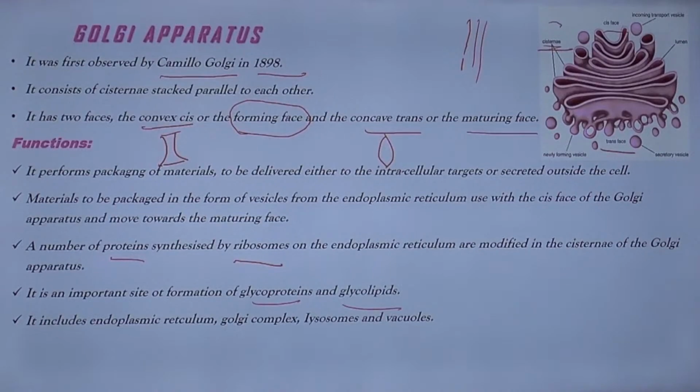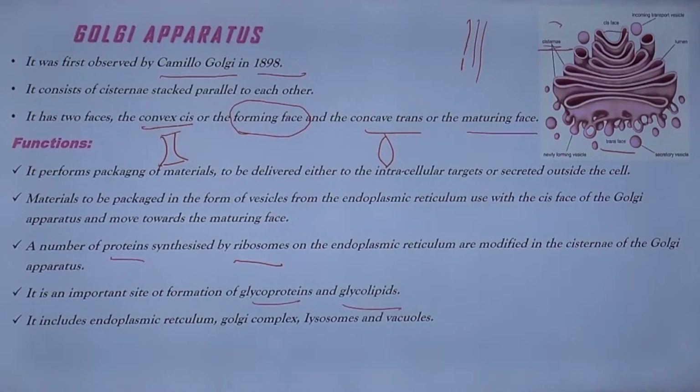Rough endoplasmic reticulum synthesizes protein, that is ribosomes, and smooth endoplasmic reticulum synthesizes what? Lipids. So these two are in the endoplasmic reticulum, whereas it carries some materials through vesicles to the Golgi apparatus, so it takes them to the maturing phase. So this Golgi apparatus is an important site of formation of glycoproteins, glycolipids, and protein secretion.